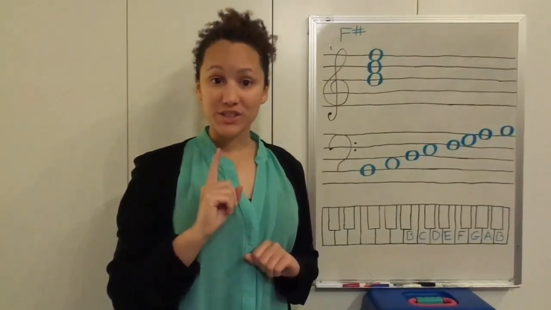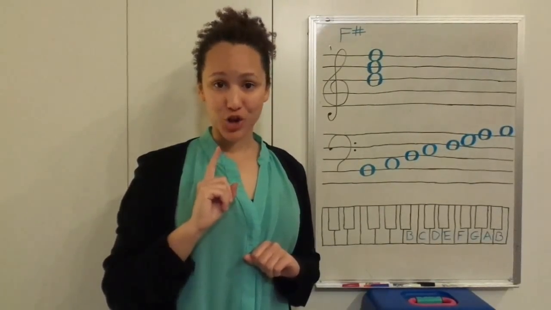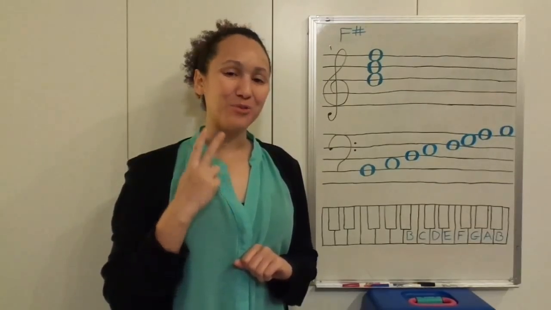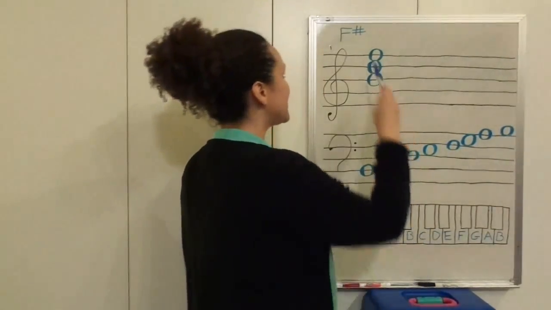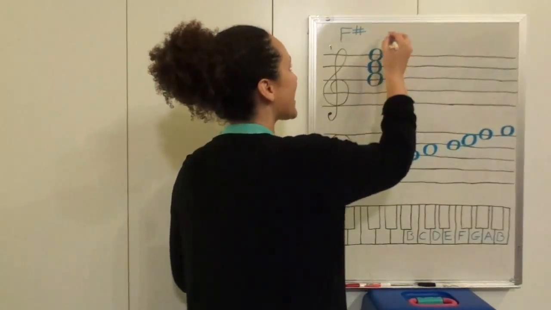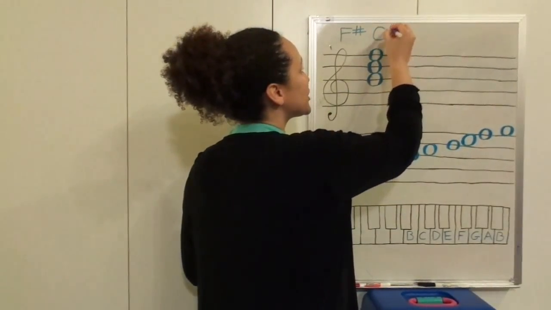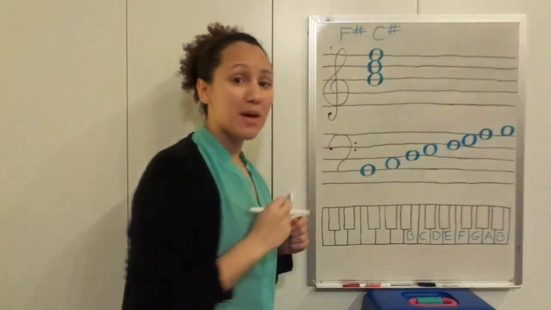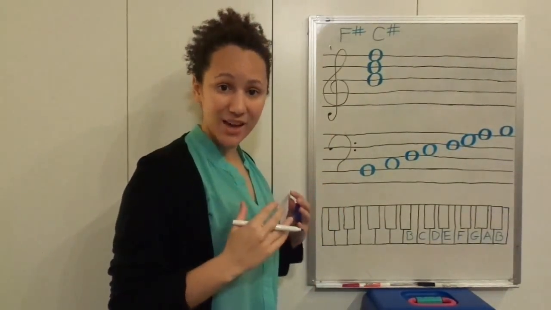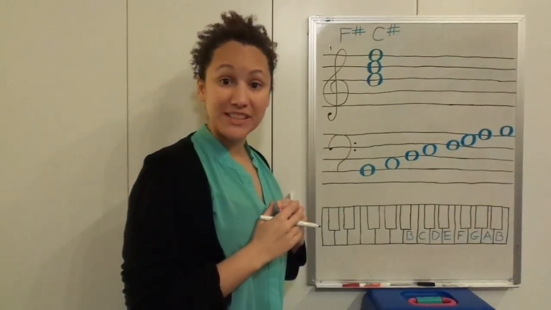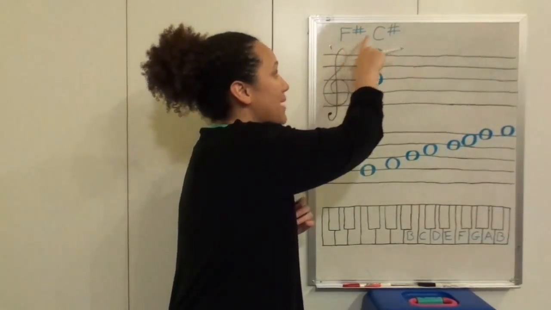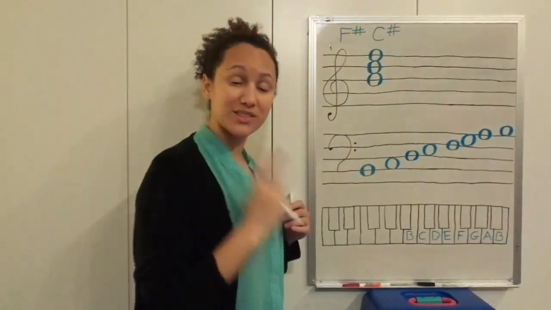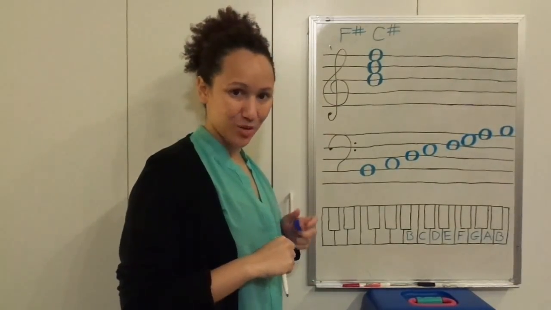Now, our first sharp was F sharp. Our second sharp was C sharp. So now we're going to add that to our list. Here's our F sharp, and I'm going to add C sharp. And if you remember from the major scales, the scale of D major has these two sharps, F sharp and C sharp, and that was our second sharp scale.